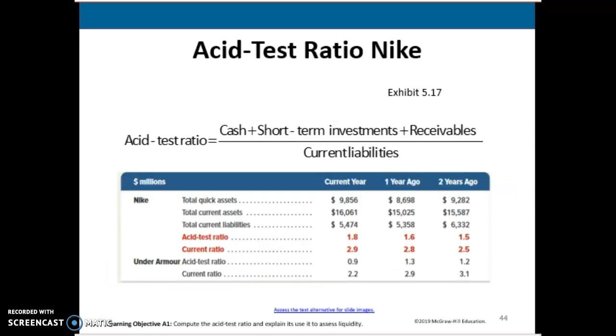Here's an example of the acid test ratio for Nike, where they're adding up the cash, short-term investments, and receivables. They're dividing by current liabilities, and they're getting an acid test ratio. They are able to compare it to Under Armour's, which they have here, and again, a higher ratio is better for the acid test ratio.